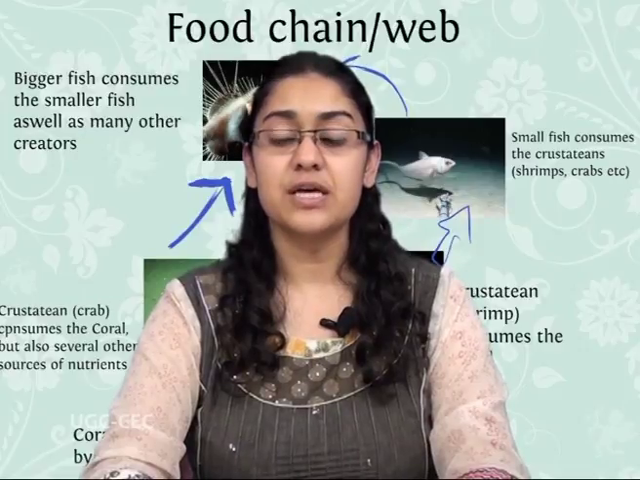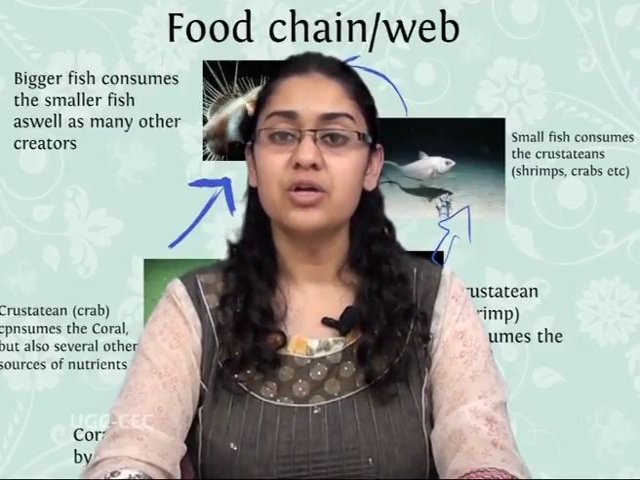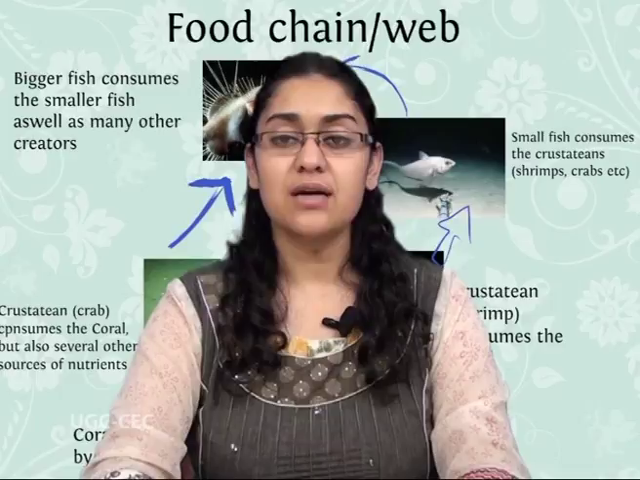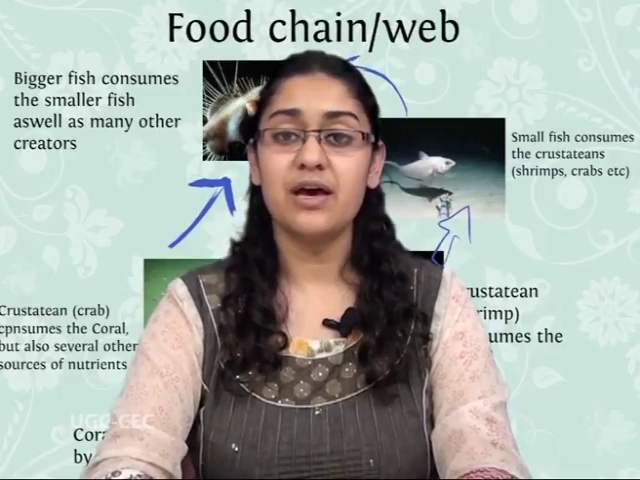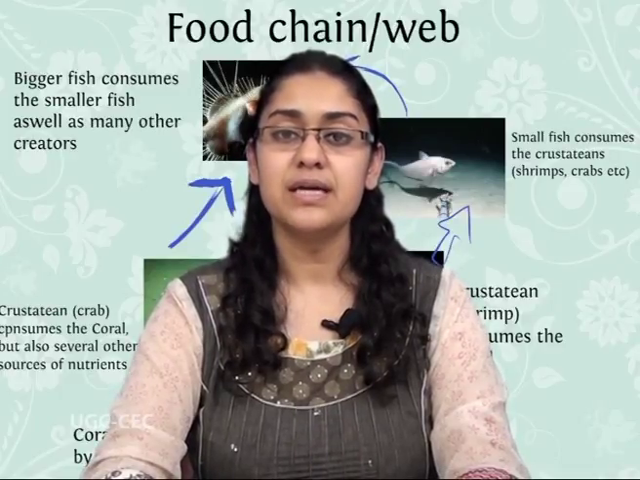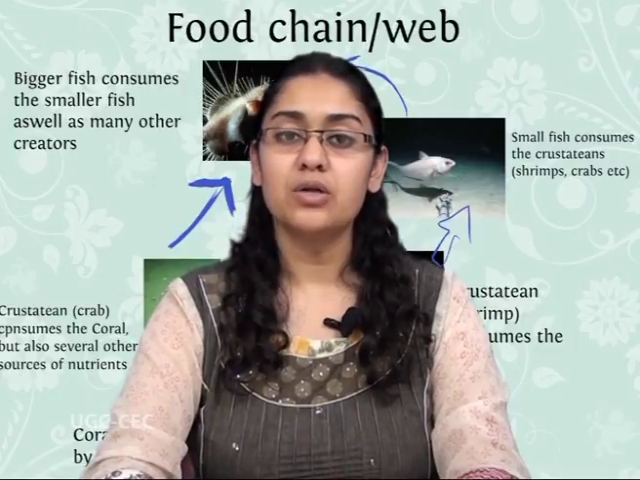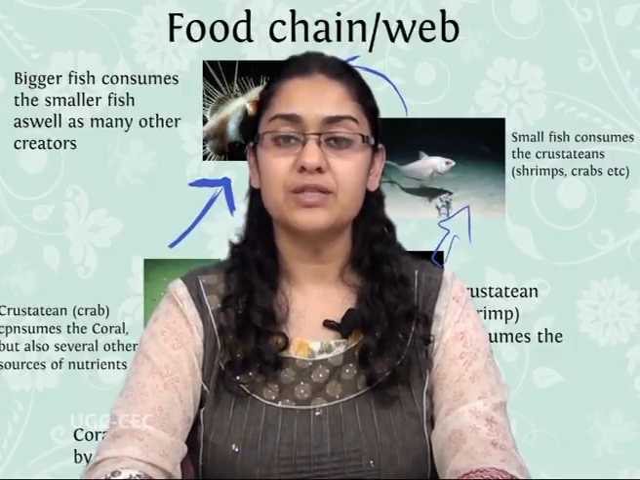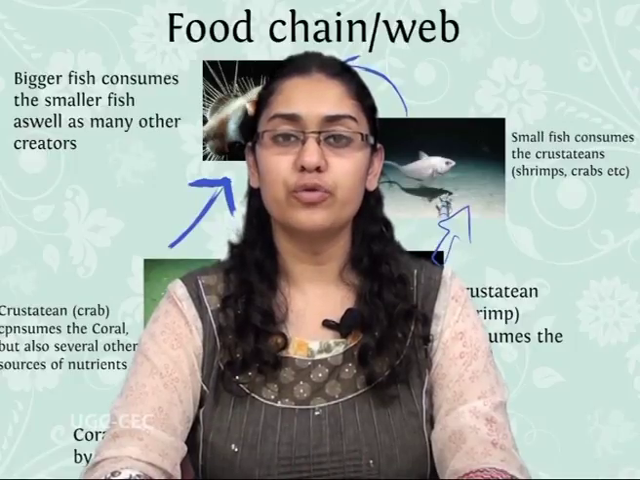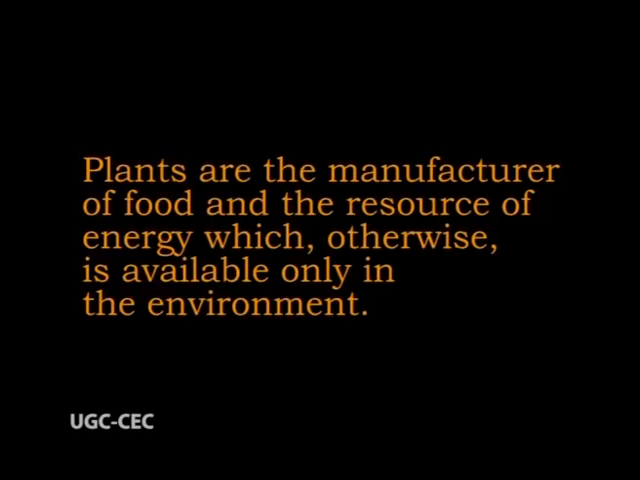Plants form the first stage of the food chain. They are the only components that are able to convert the energy available in the environment into consumable and transferable form. No animal can perform the feat of preparing its own food. Plants are the manufacturer of food and the resources of energy which otherwise is available only in the environment.